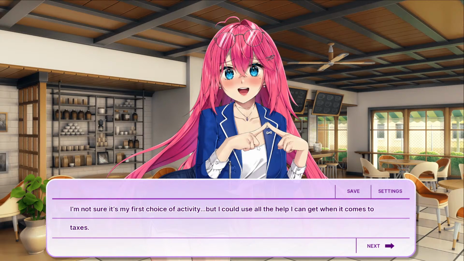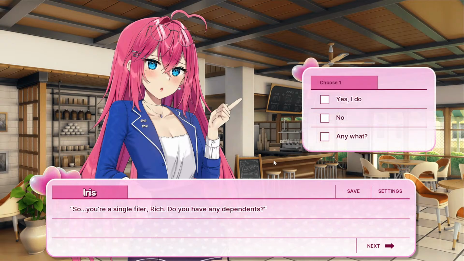Not sure if it's my first choice of activity, but I could use all the help I can get when it comes to taxes. Man, I should have used the AI voice for her voice. Make it sound like Pippa or something.